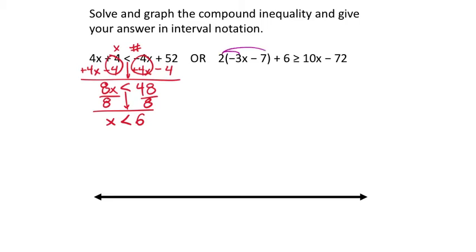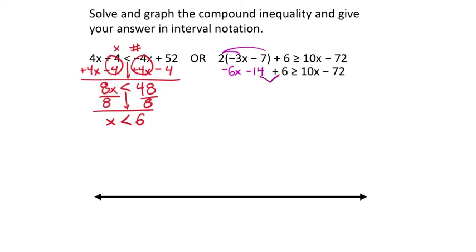I see that I've got some distribution there. So two groups of negative 3x's would be negative 6x's. Two groups of negative 7 is negative 14. No other distribution is required here, so I'll have to drop that. And I think some of you can do this without all these steps. If you can, that's fine. But I got to combine these like terms.